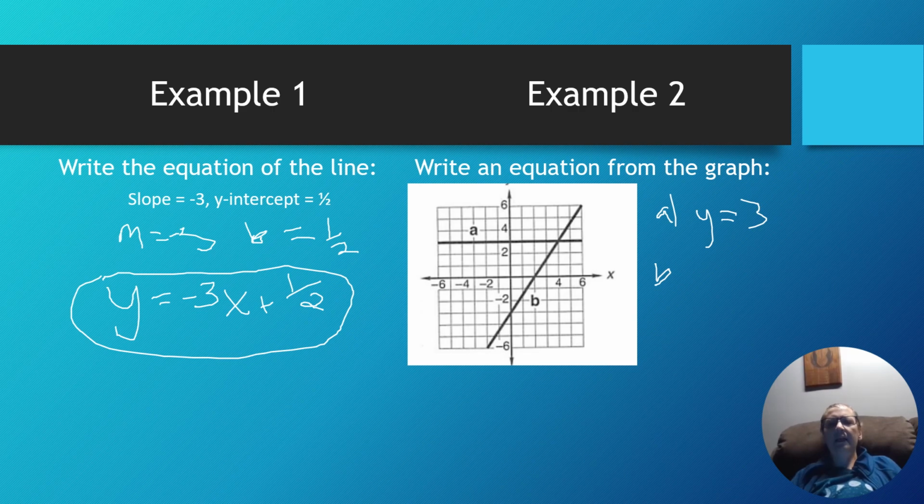For B, I need the slope and the y-intercept. So I'm going to get this y-intercept first because that's easy. The b is where it crosses the y-axis. So you can see down here, it crosses the y-axis right here. So that is at -3.